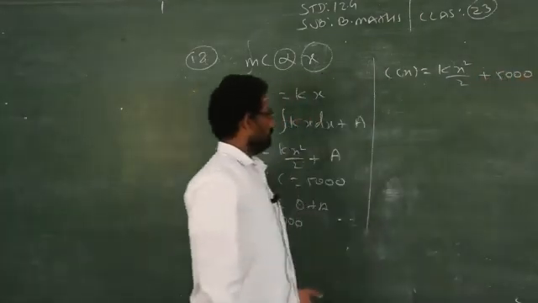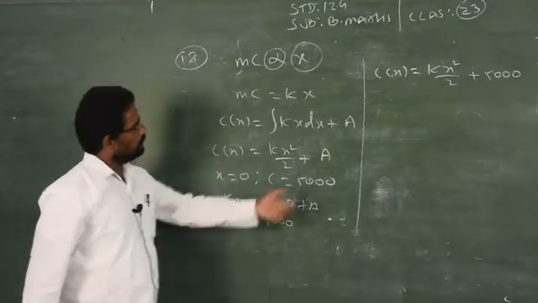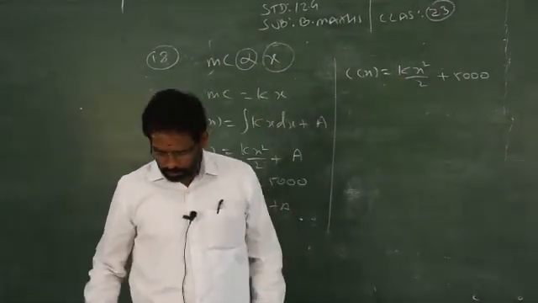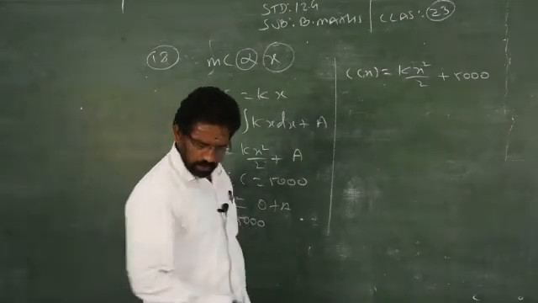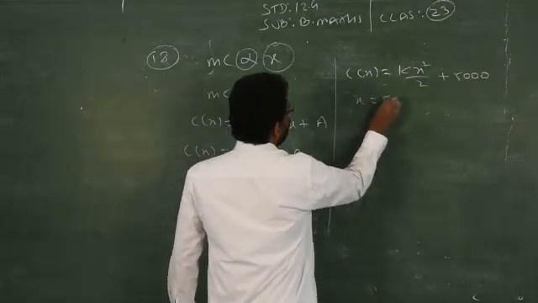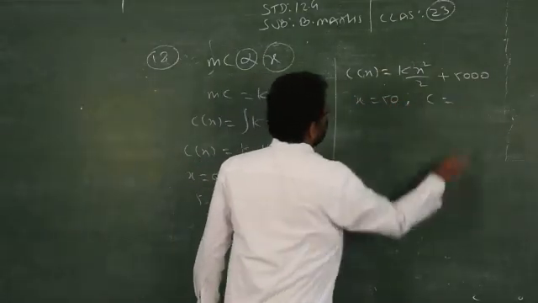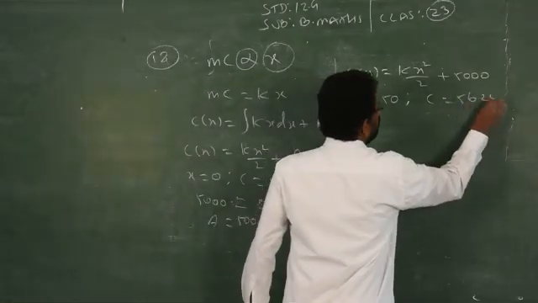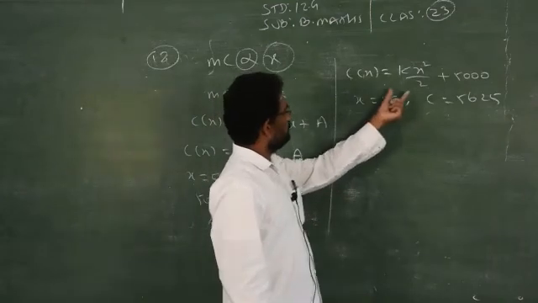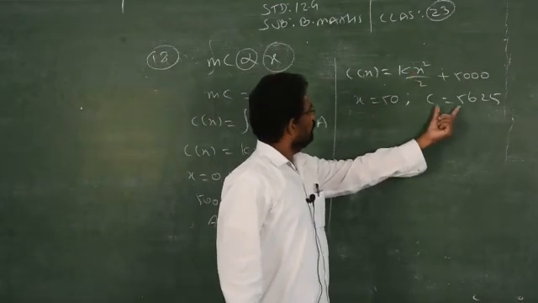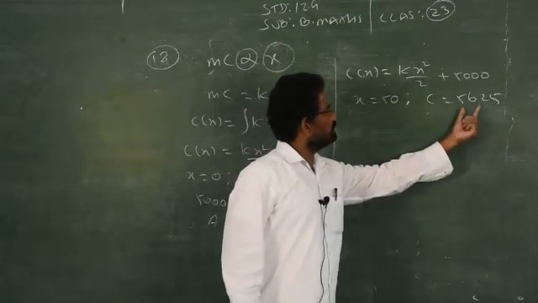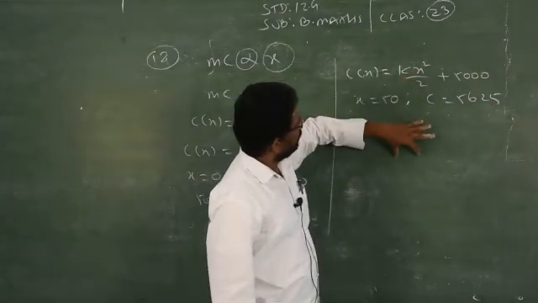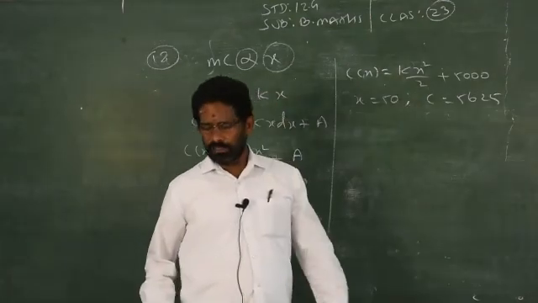I found the cost function, but still I have to find one more constant. To find that constant, they gave another piece of information: the cost of producing 50 units is equal to 5,625. So now you have to replace x by 50 and the cost by 5,625. Find the value of k. Then you have to replace that result in the place of k. You will get the answer. Clear?